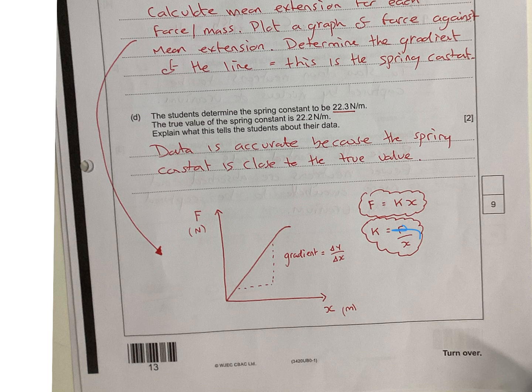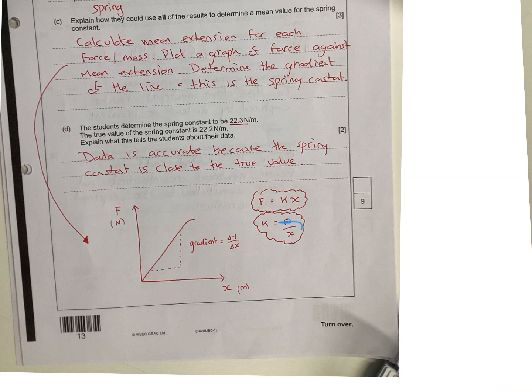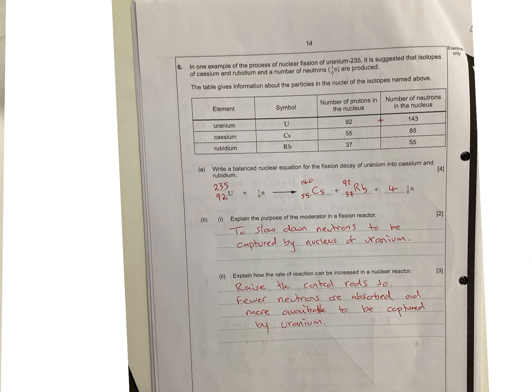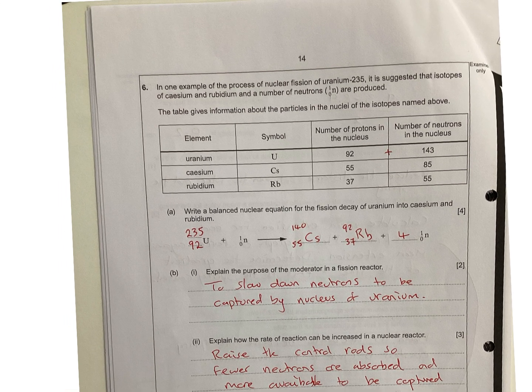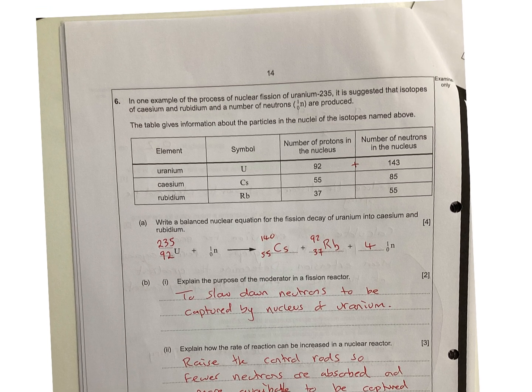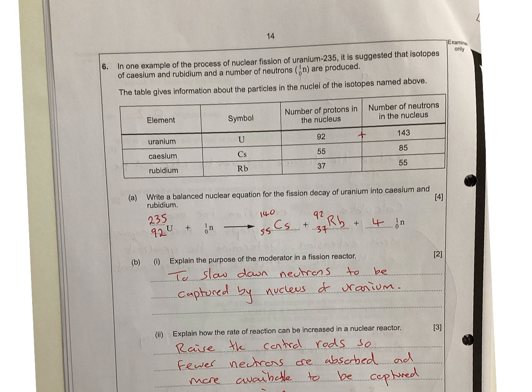The K value, the spring constant. So spring constant is just how springy the spring is really. How does it want to stretch or does it not want to stretch? And the higher the spring constant, the less stretchy it is because it requires more force to move a distance.